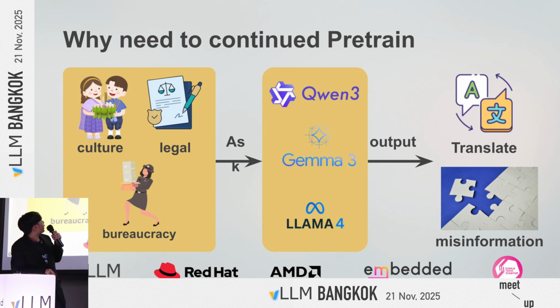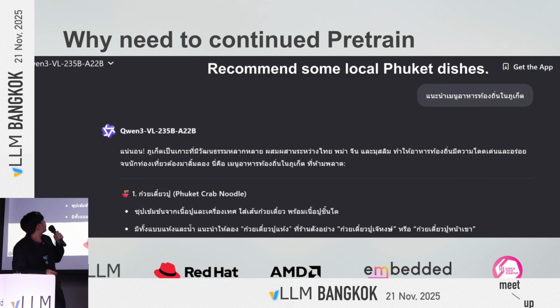But why do we need to train? When you use context like culture, legal, or bureaucracy related to Thai with an open source model, it's going to have some missing translation or missing information. For example, this is a flagship model from the Qwen base. I asked the model, hey, could you recommend a local Phuket dish? As you can see, it recommends Phuket crab noodle, but if you can read Thai, it recommends ก๋วยเตี๋ยวปู.